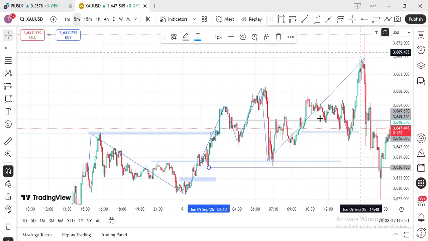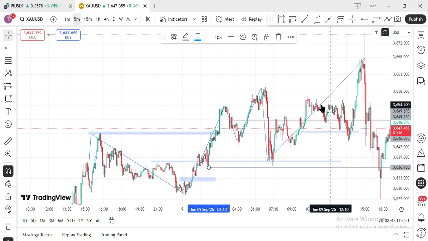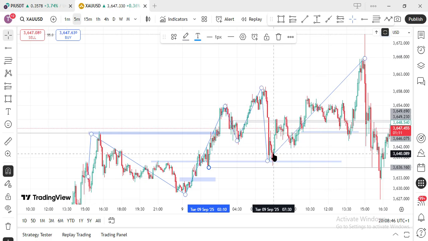So if you now want to look at all the basic entries, this little place was the first entry. This place didn't take out. Let's leave those details. So this is basically what happened on this particular setup.